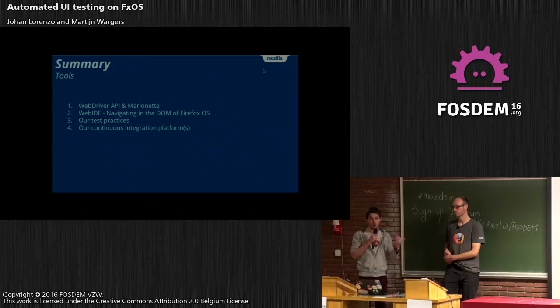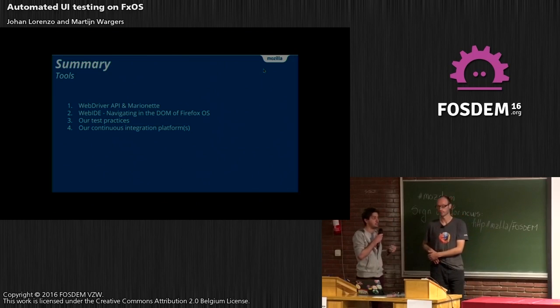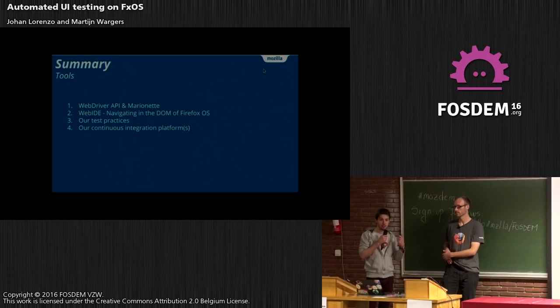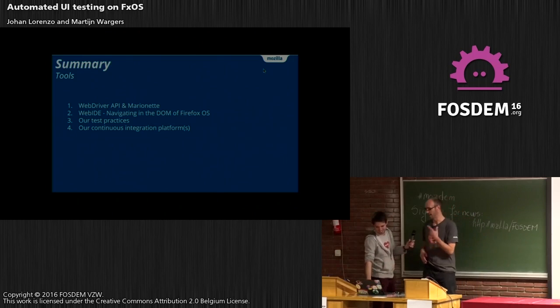So first, as a reminder, Martijn will talk about the WebDriver API and Marionette, which you're going to discover. And then why Firefox OS is a bit different from a regular website. Coming from that, we found some test practices and we'd like to share them. And finally, how we test every day and nearly on every commit at some point. It's not done yet, but we are getting there on regular devices. So that's the program for the next hour.